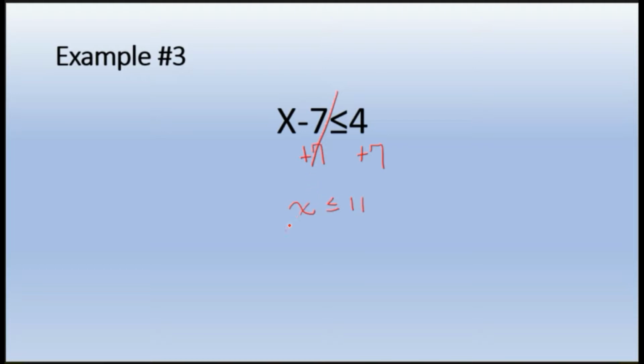Plugging this back in, I have 11 minus 7 is less than or equal to 4. 11 minus 7 is 4, less than or equal to 4. 4 is less than or equal to 4, so it checks out.